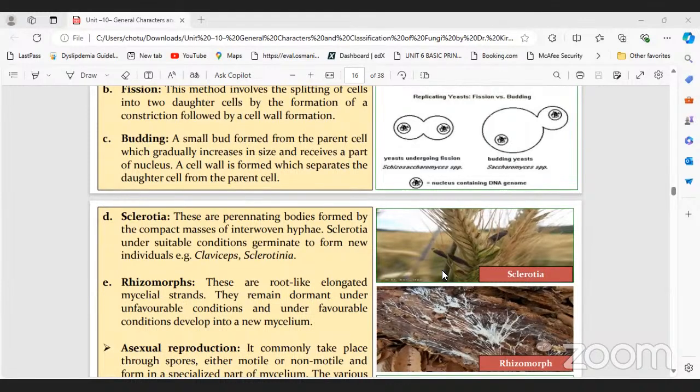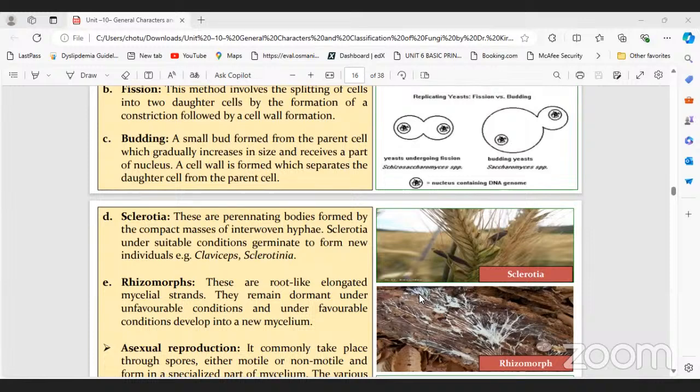Examples are Claviceps purpurea and Sclerotinia. Claviceps purpurea develops from sclerotia under laboratory conditions, and the next one is Sclerotinia.